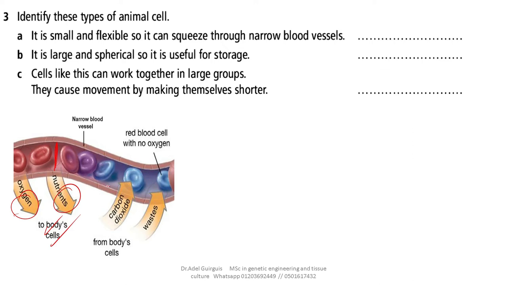And they also carry carbon dioxide from the cells as waste, and other waste, to return back to the heart, to push to the lungs, to release carbon dioxide in exhaled air. Okay, so the answer now, red blood cell. It is large and spherical, so it is used for storage. We talked about this before in the last slide.